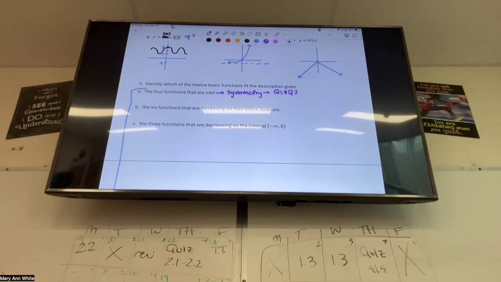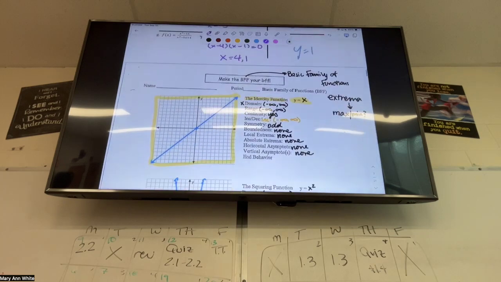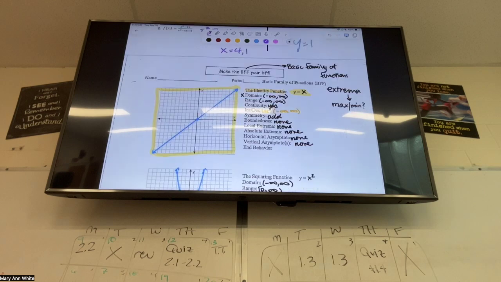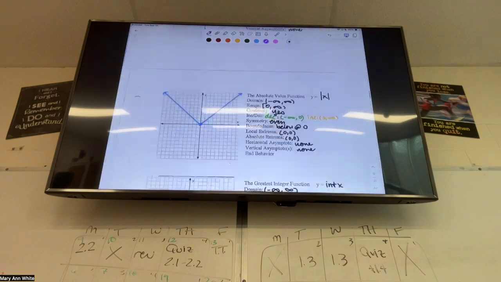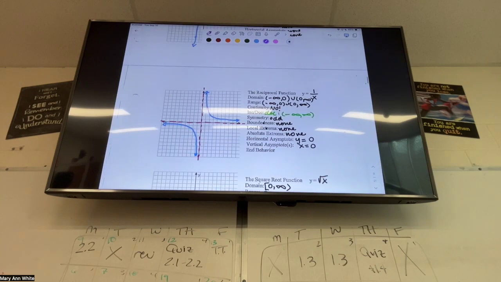When I talk about odd with BFFs, I mean the symmetry is odd. And that should just be written flat out on your paper, right? The first one that's odd that I know is identity. So that one counts as odd. What's another one that counts as odd? I guess I'll look at this. Reciprocal counts as odd. Very good. It's the same in 1 and 3.